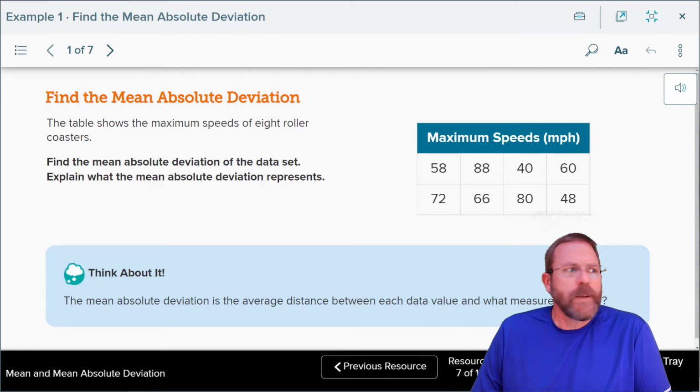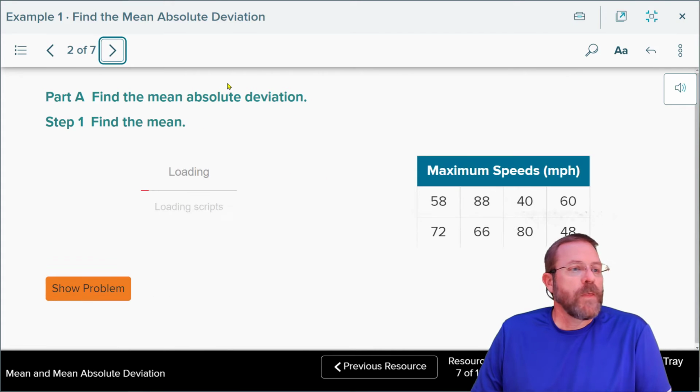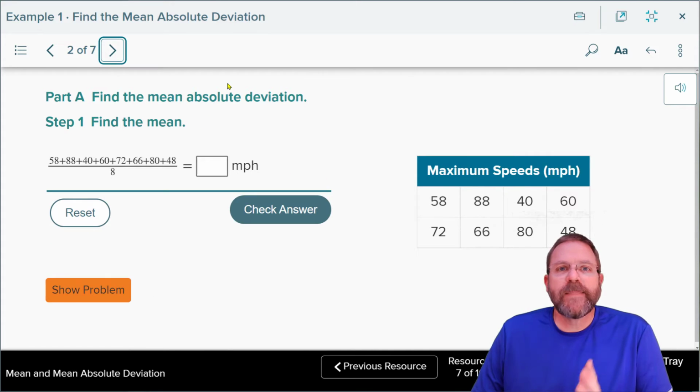So let's look at example 1. The table shows the maximum speeds of 8 roller coasters. Find the mean absolute deviation of the data set and explain what the mean absolute deviation represents. As they showed us in the example, the first thing we have to do is find the mean or the average of the data set.